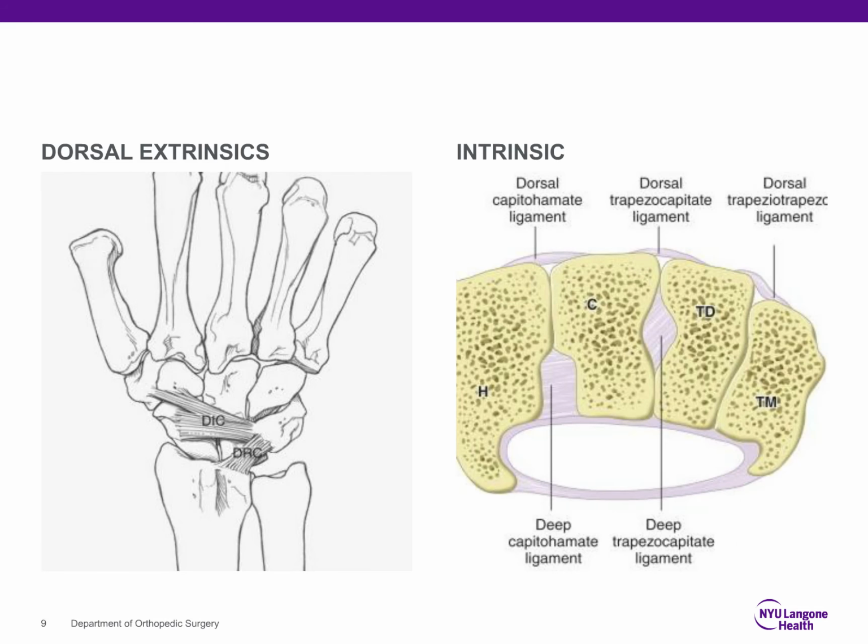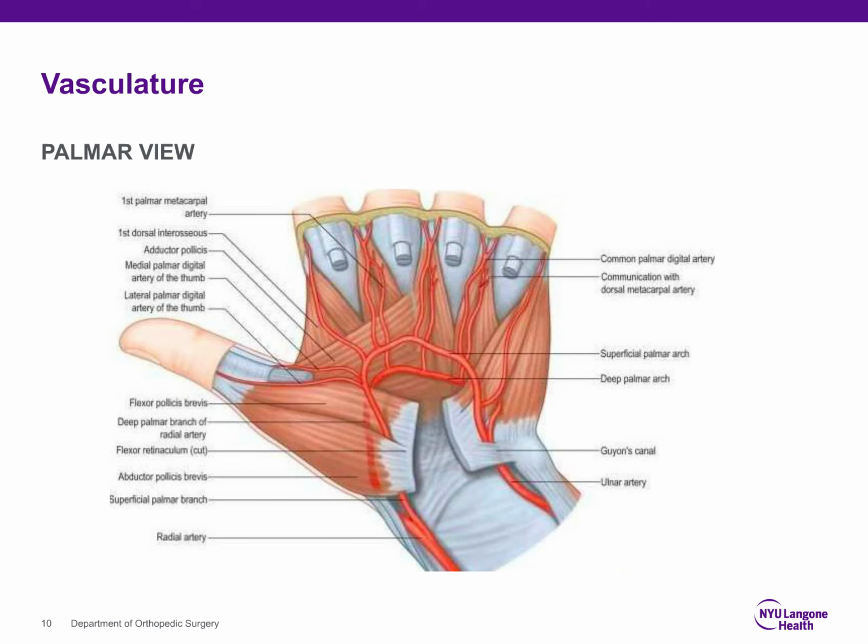I'll just touch very briefly on the ligaments of the wrist. Very complex, and out of the scope of this talk, but it's important to know that there are the dorsal and the volar ligaments, the intrinsics and the extrinsics.